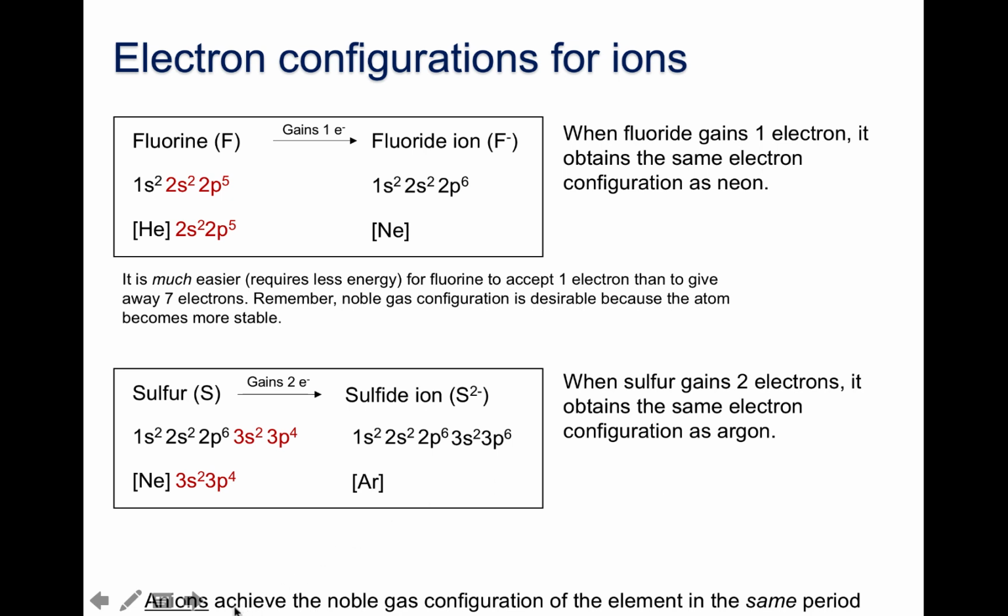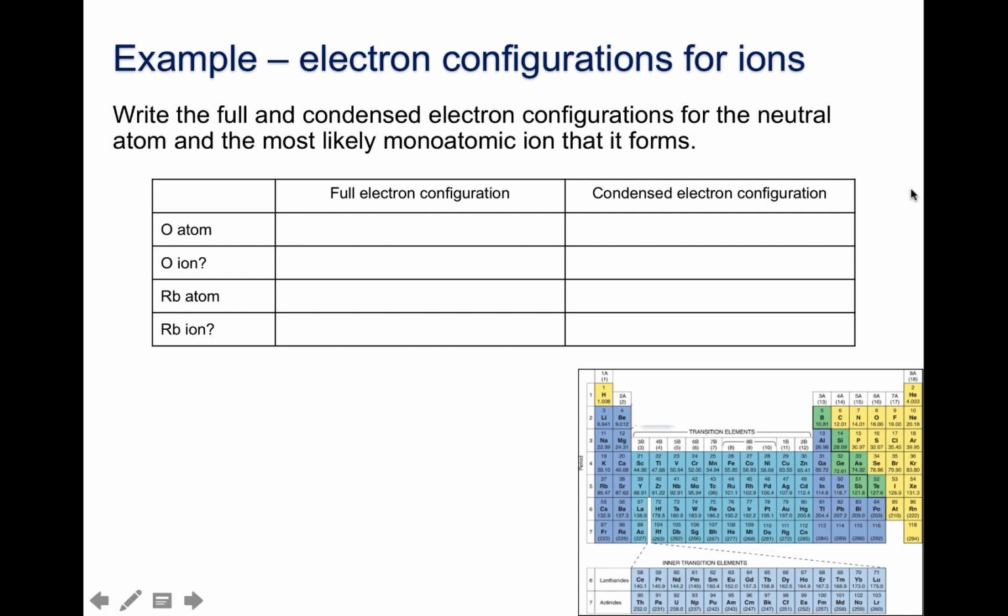And so in general, anions are going to achieve the noble gas configuration of the element that's in the same period, the one that's immediately to the right of it. So let's do some examples in predicting what the most likely monatomic ion is. This is something you probably already know how to do, but now you can more clearly see why some of these elements form the ions that they do.